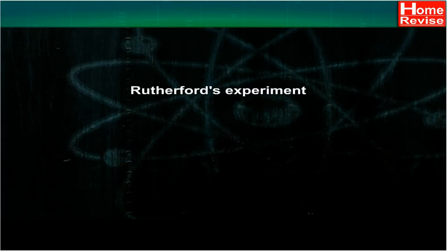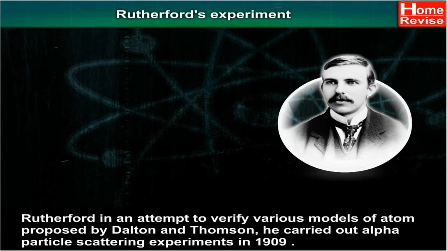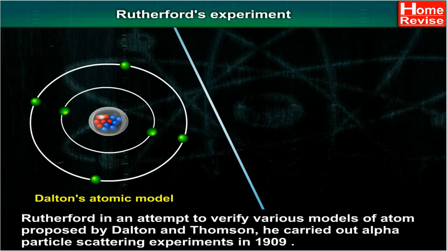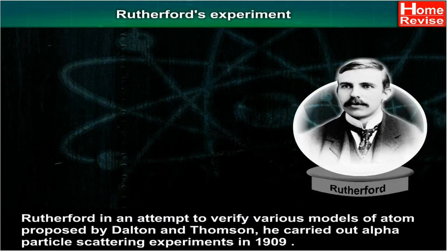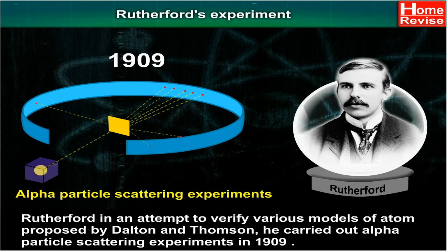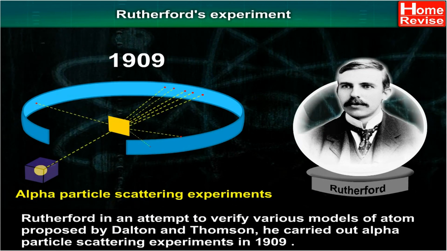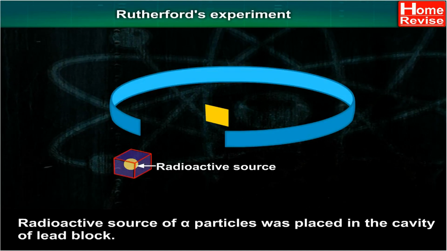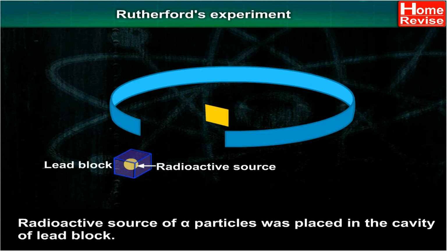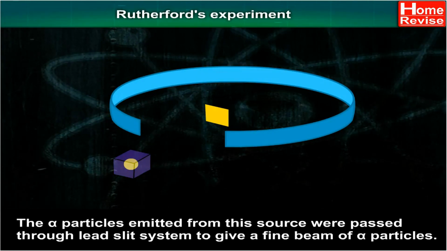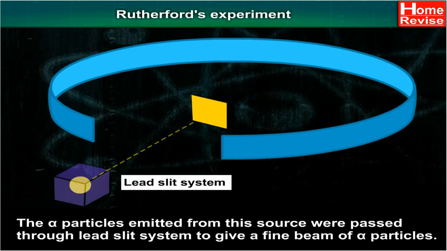Rutherford's experiment. Rutherford, in an attempt to verify various models of atom proposed by Dalton and Thomson, carried out alpha particle scattering experiments in 1909. A radioactive source of alpha particles was placed in the cavity of a lead block. The alpha particles emitted from this source were passed through a lead slit system to give a fine beam of alpha particles.